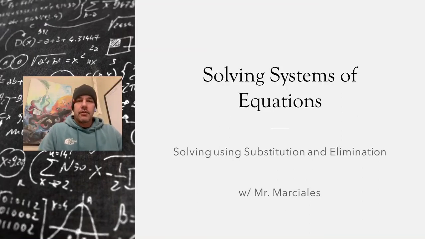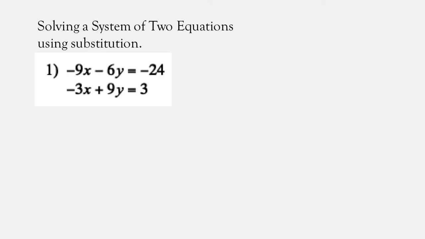All right, today we're going to be talking about solving systems of equations. We're going to use substitution and elimination. Let's just get started. We have two equations. We have two unknowns, x and y. Negative 9x minus 6y equals negative 24. Negative 3x plus 9y equals 3.